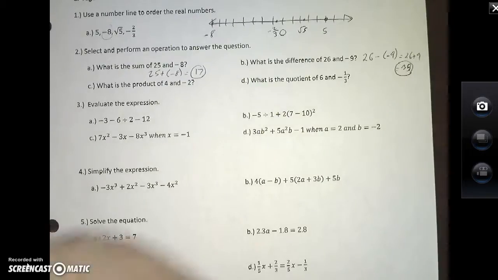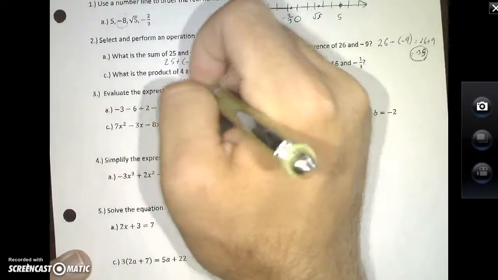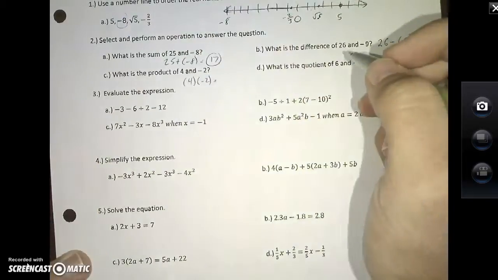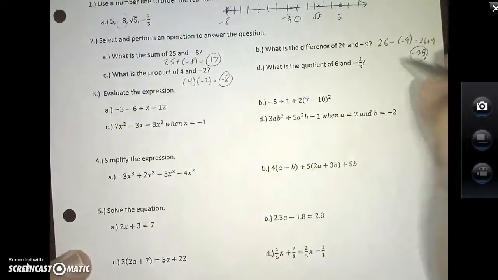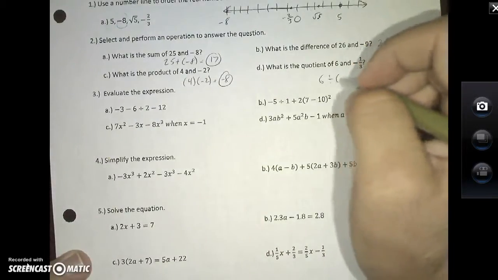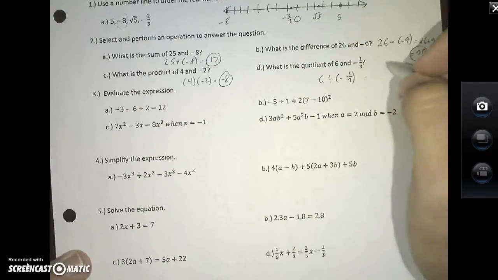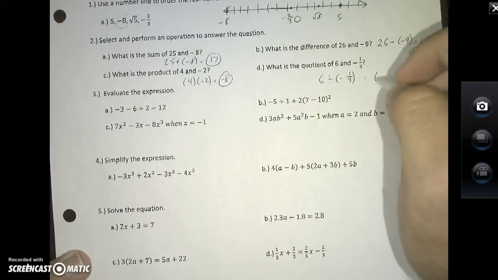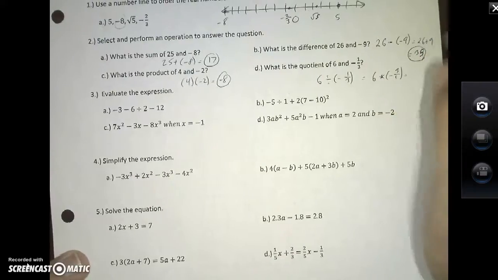Okay, very good. Product of 4 and -2. Product is multiplication. Multiply them together, we get -8. And lastly, quotient of 6 and -1/3. When you divide by a fraction, you flip it and turn it into multiplication. So 6 times -3/1. 6 times -3 is just -18.